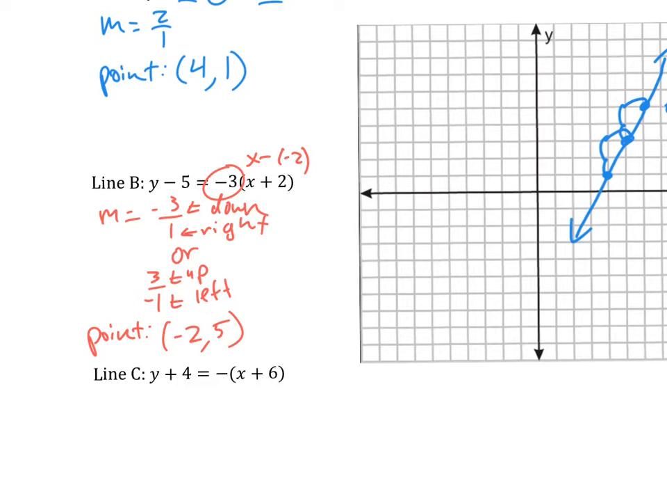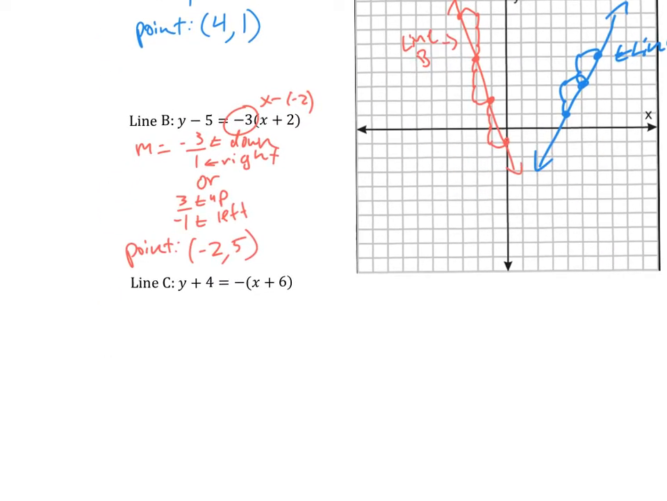Okay, so we'll start at -2, 1, 2, 3, 4, 5, right there. -2 in the x direction, 5 in the y direction. And then we're going to go down 3 to the right 1, down 3 to the right 1. We could also go up 3 and to the left 1. Okay, and that looks like negative slope overall, so that we know we did it correctly. So this is line B.